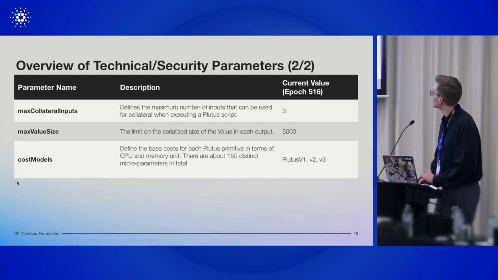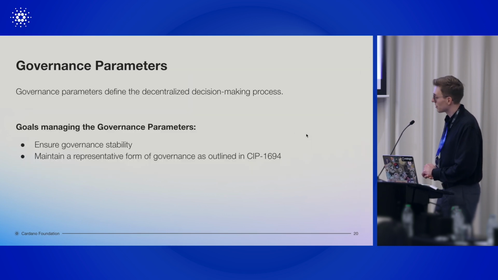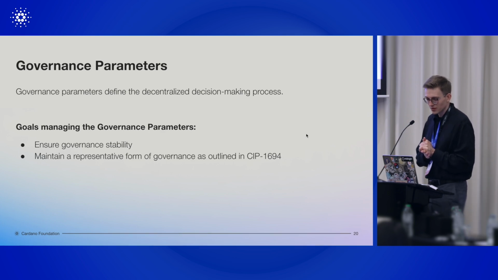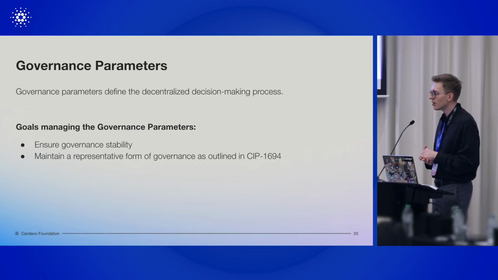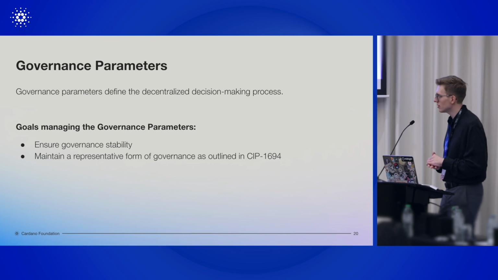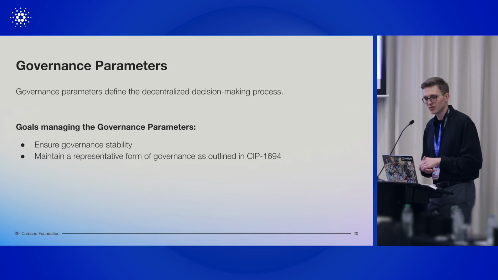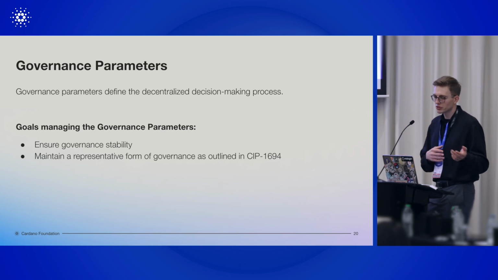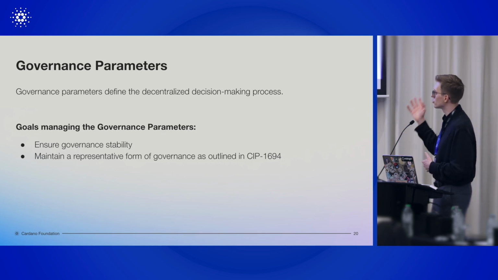And now, last but not least, right? All of them are important. These are the governance parameters. And the governance parameters, what they do, right? They define how our on-chain governance model works on Cardano. So how are the different thresholds? How high are they? What is the deposit amount for the governance action, and so forth?